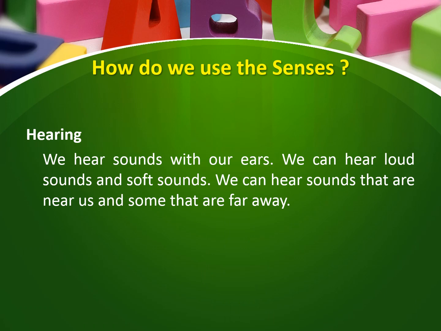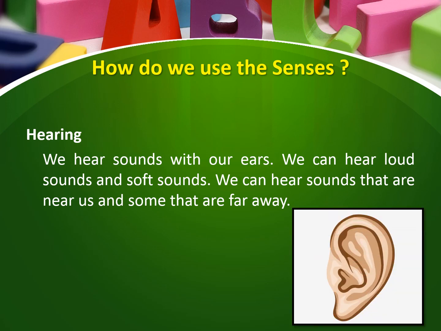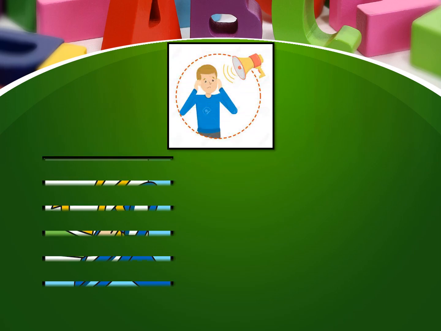The next sense is hearing. We hear sounds with our ears. We can hear loud sounds and soft sounds. We can hear sounds that are near us and some that are far away. We can hear loud, noisy sounds as well as soft music.